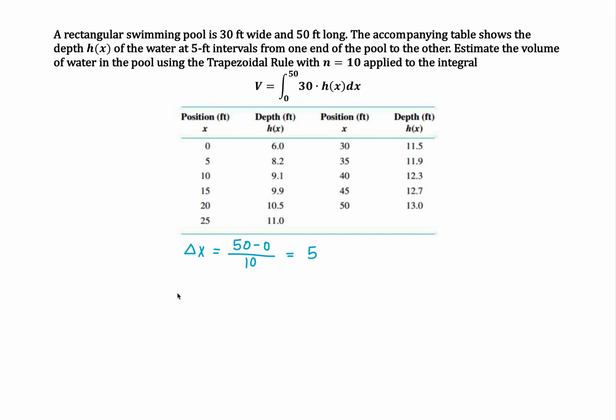So using the trapezoidal rule, we get T equals delta x over 2, so that's going to be 5 over 2. Then remember, the initial y value and the final y value are going to be by themselves. Every other y value will be doubled. So you'd have 6.0 plus 2 times 8.2 plus 2 times 9.1, and we'll just continue for all of those y values.